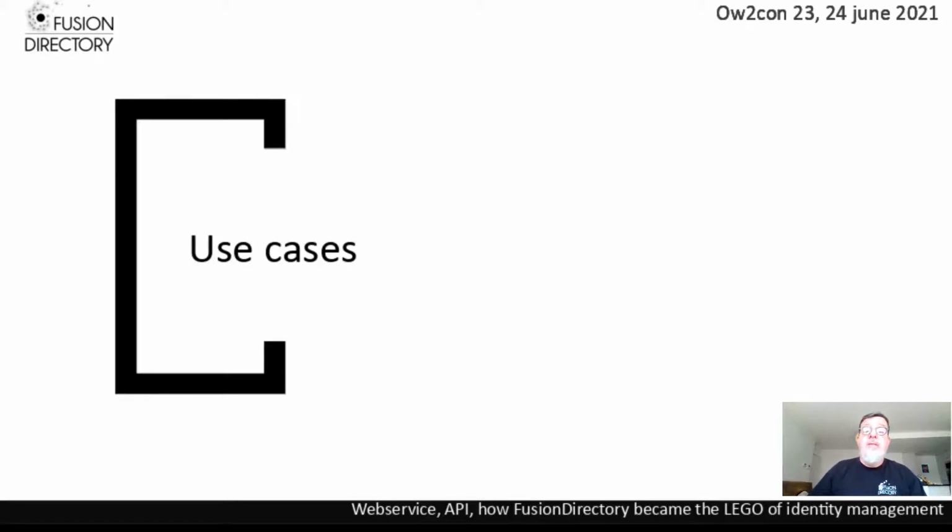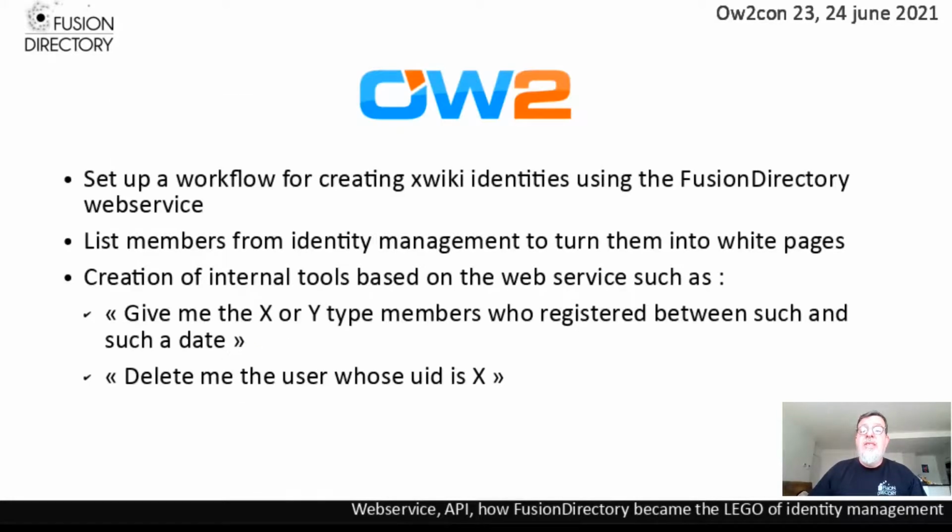Use cases, that's the interesting part. First, OE2 use FusionDirectory to create a user. They use it to list members, to do the white pages. They have some internal tools based on the web service that can do something like give me the X or Y type member who registered between such and such date, or delete the user with UID X.